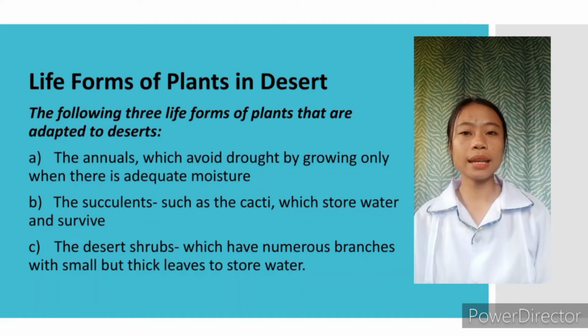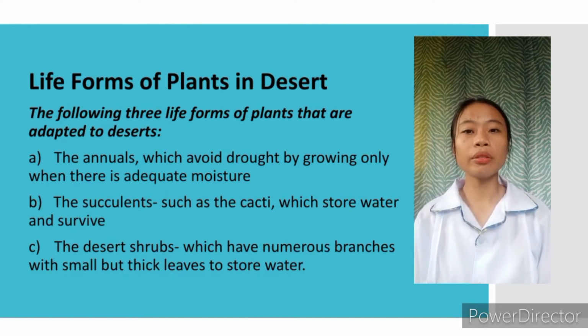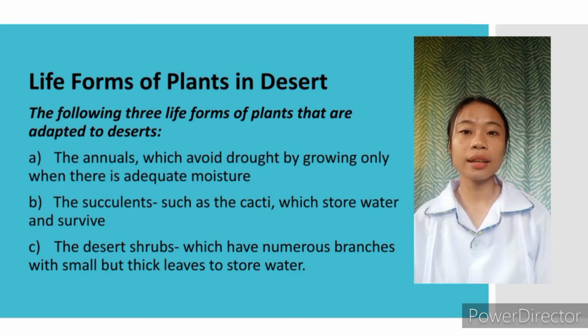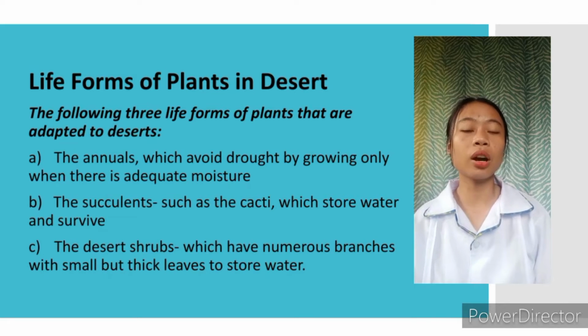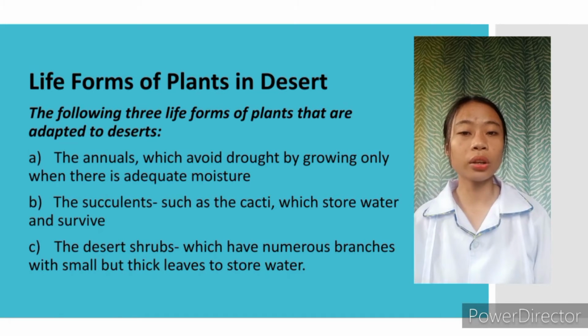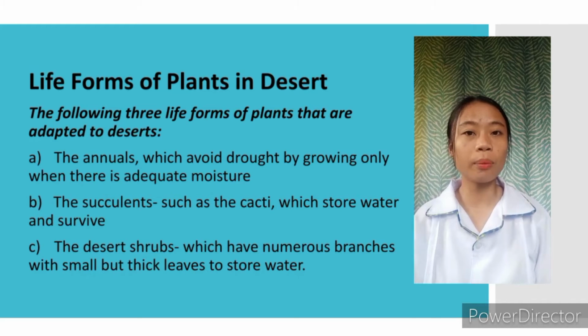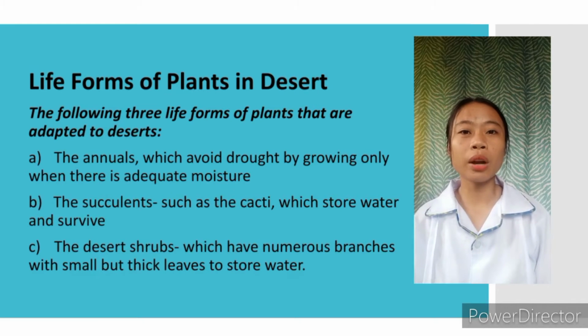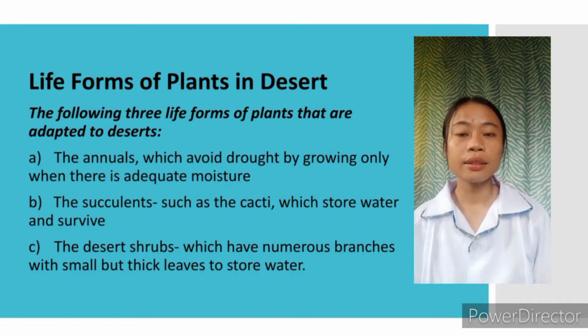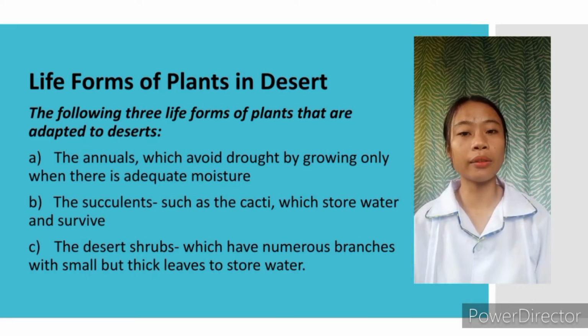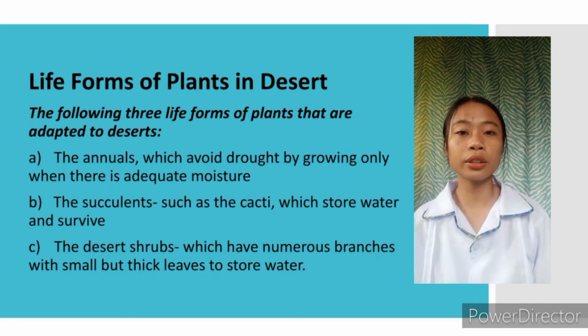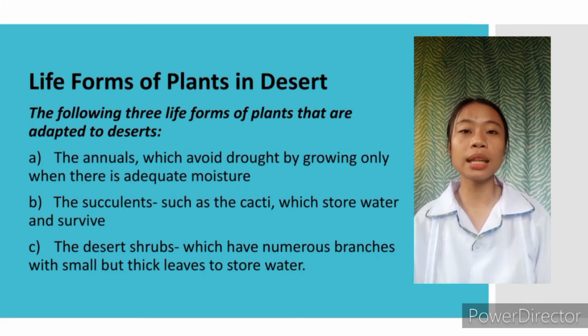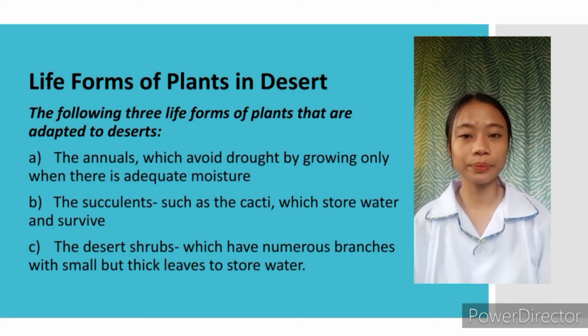Life forms of plants in desert. The following three life forms of plants are adapted to desert: the annual plants, the succulents, and the desert shrubs. Annual plants avoid drought by growing only when there is adequate moisture. Second is the succulent, such as the cacti, which store water and survive. Third are the desert shrubs, which have numerous branches with small but thick leaves to store water.